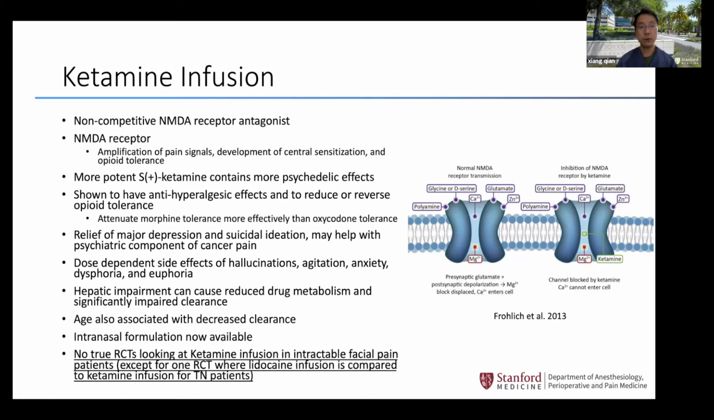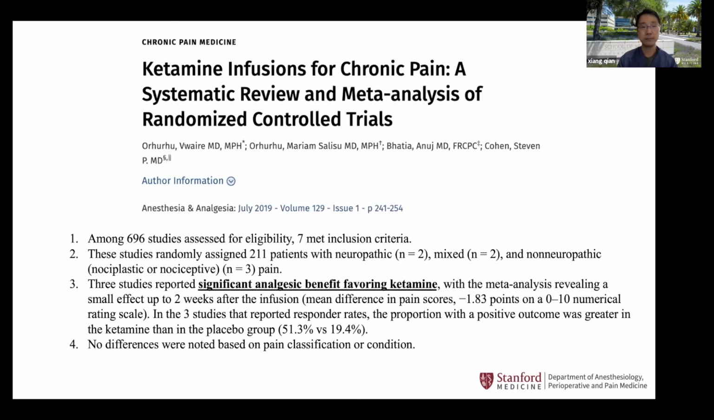However, for intractable facial pain, there are really no true RCTs yet. There's some data: in 2019, there was a meta-analysis, a systematic review, which identified 7 studies that met the inclusion criteria, and 3 out of the 7 studies found a significant analgesic benefit favoring ketamine.